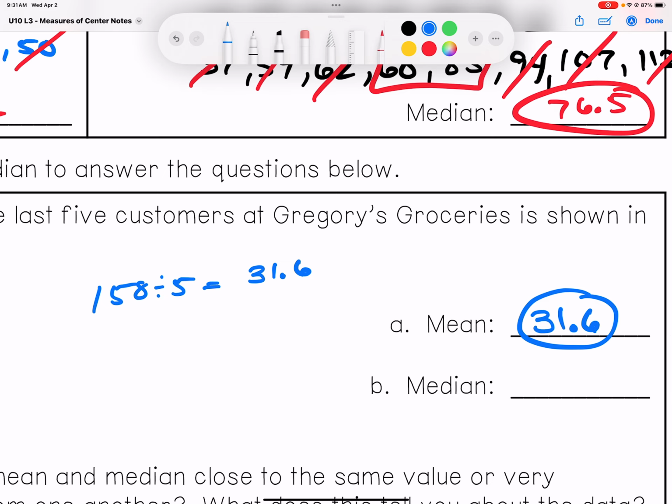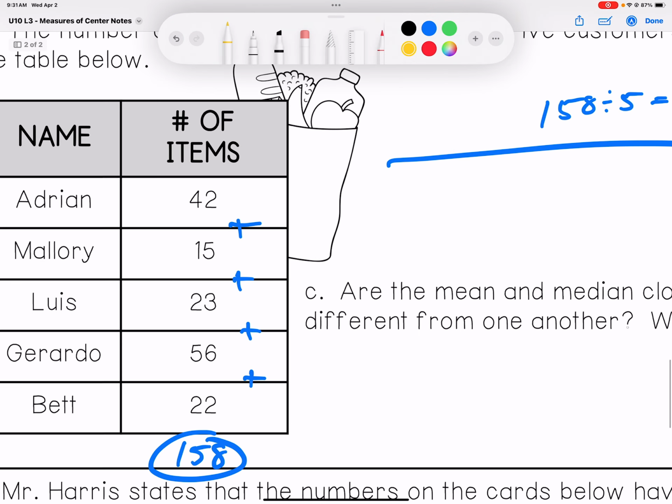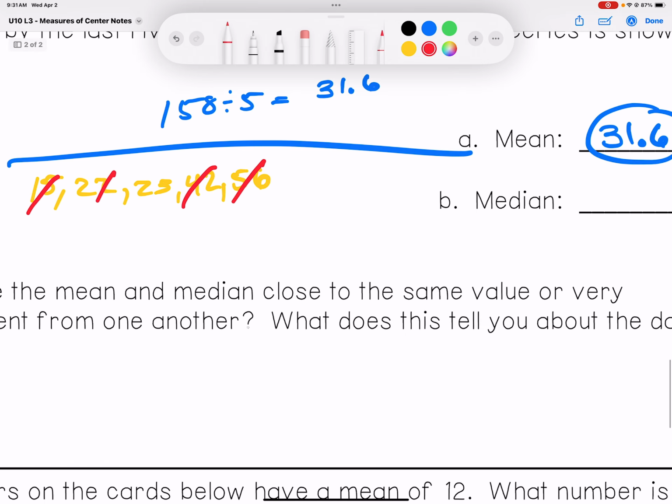What is the median? Well, to find the median, we have to reorganize the numbers from smallest to greatest. So we're going to go 15, 22, 23, 42, and 56. And now we're just going to mark them off from the edge to find the middle one, and the middle one is 23.